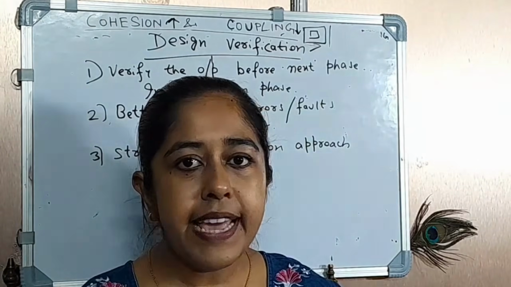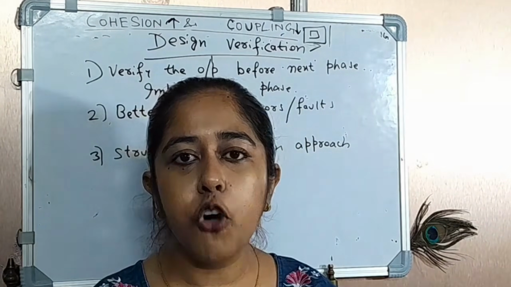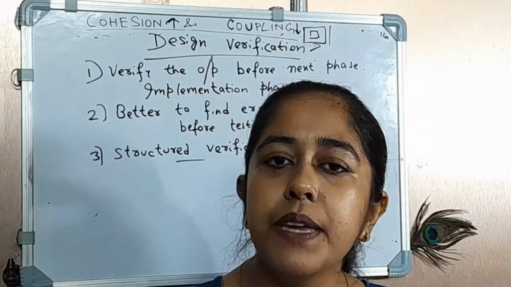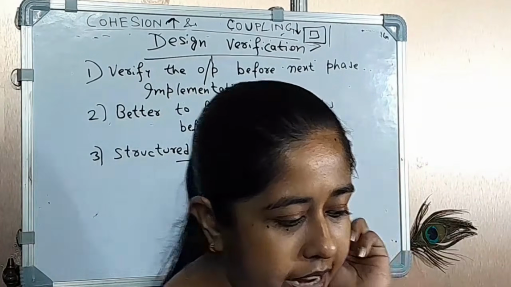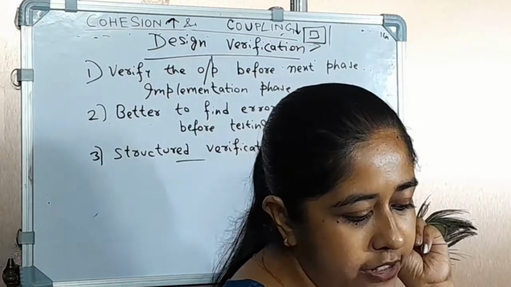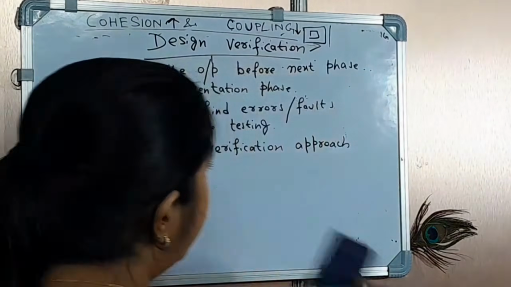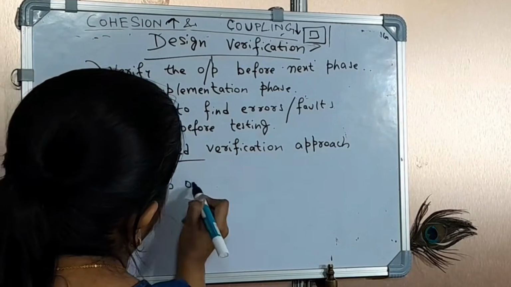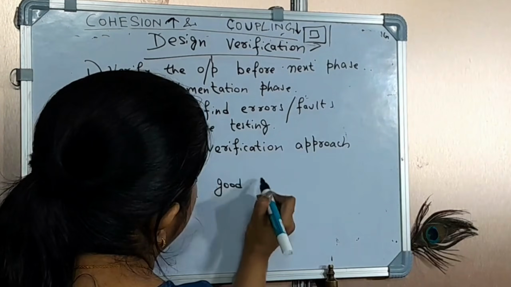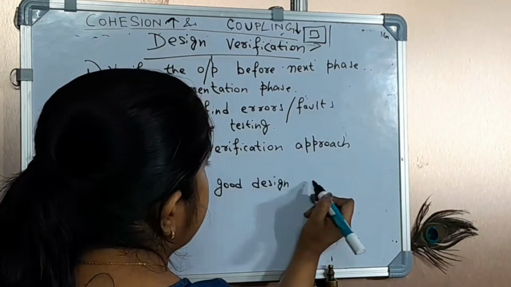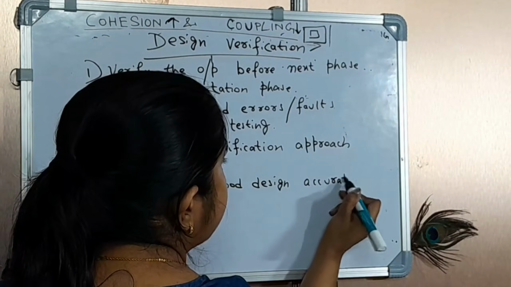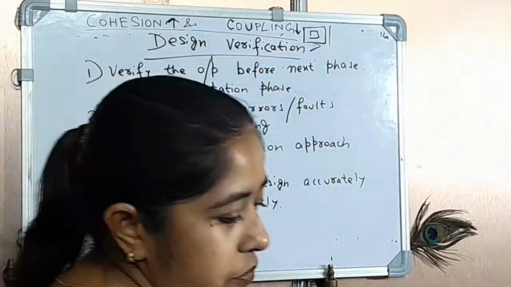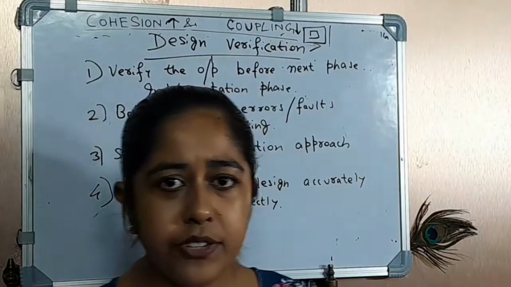That is what we saw in the SRS document: some structured documentation was done. Here you have to verify the designing phase in a structured manner also. Then the next one is that a good design should be reviewed. The review should be done accurately and correctly. Your design should be seen accurately and correctly.